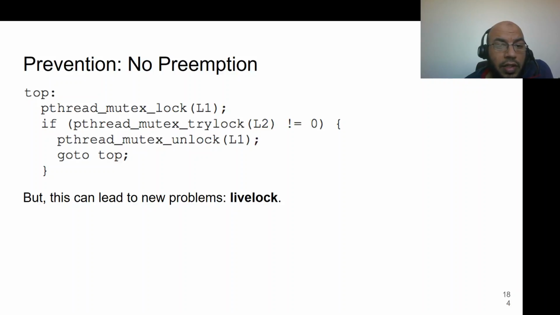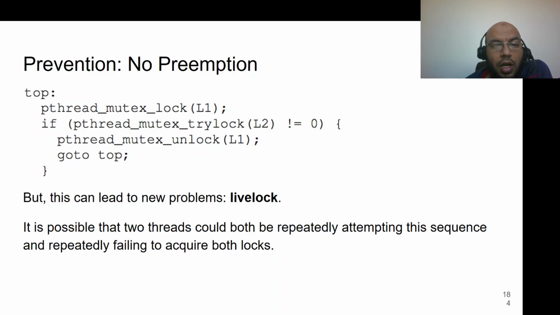And this can now lead to new problems, which is the livelock. We actually discussed this in one of the discussions. It is possible that two threads could both be repeatedly attempting this sequence, neither ever able to acquire both locks, because for some weird probability they both run this locking in the same order at the same time, and the operating system schedules them in some alternation that results in a livelock. Both of them never acquiring L1 and L2.